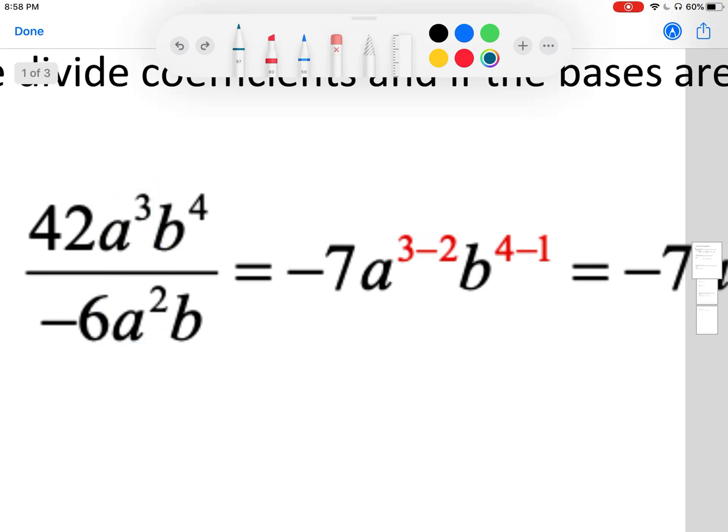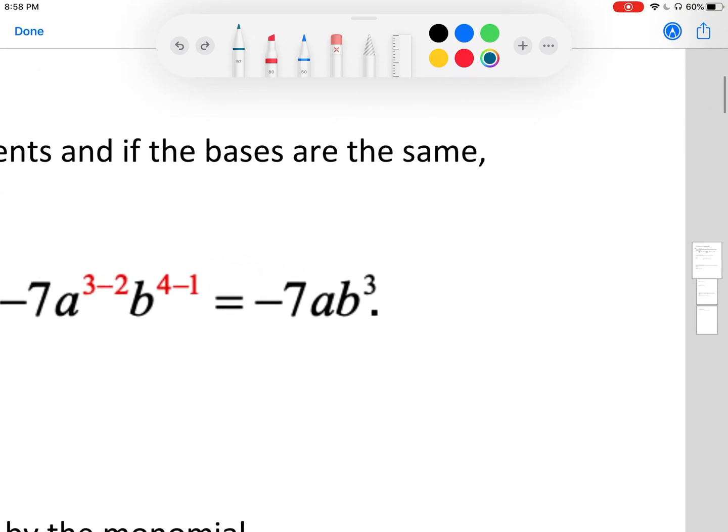For our b, we think of this as an exponent of 1. We have top minus bottom, 4 minus 1. So we get negative 7, a to the first power, b to the third power. We subtracted: 3 minus 2 is 1, 4 minus 1 is 3.